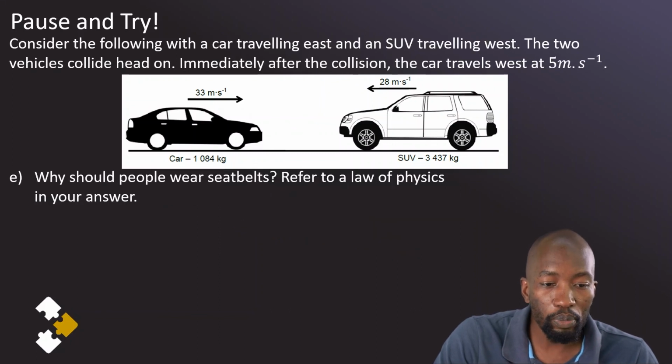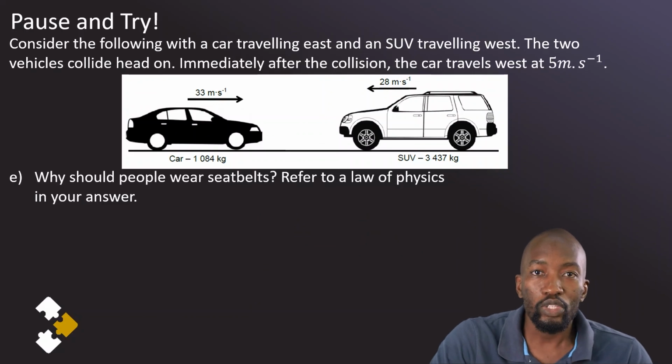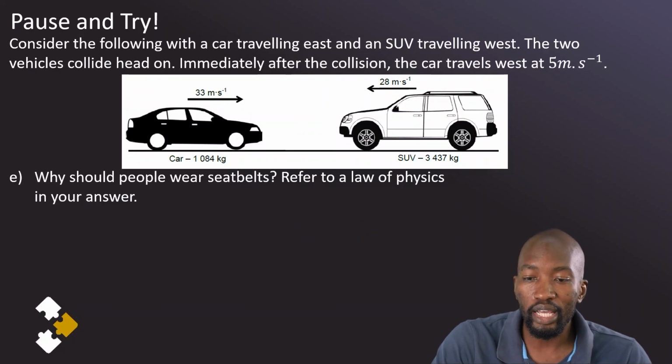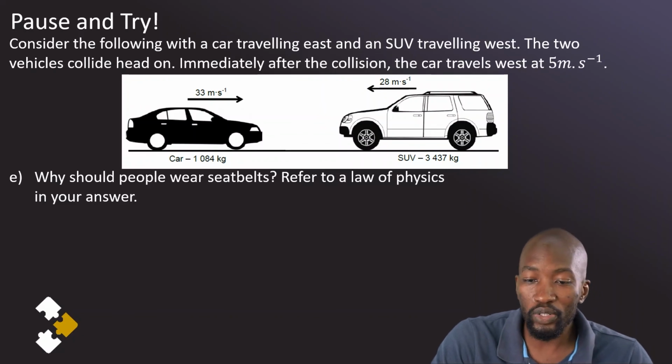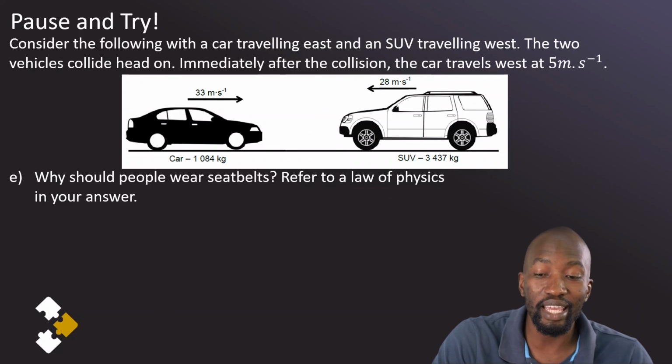Now, why should people wear seat belts? Refer to a law of physics in your answer. So remember, during a car collision, there is no unbalanced force on the person. So according to Newton's first law, the person will continue to move at the same speed. The main purpose of a seatbelt is to bring an unbalanced force to the person by stopping the person from moving out of the car.